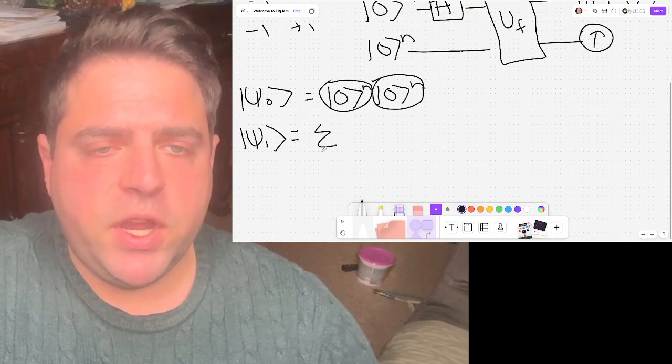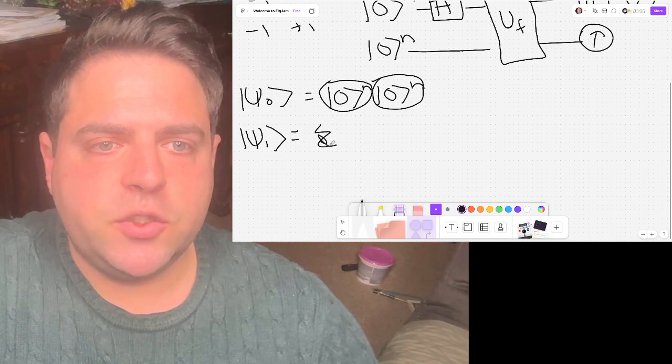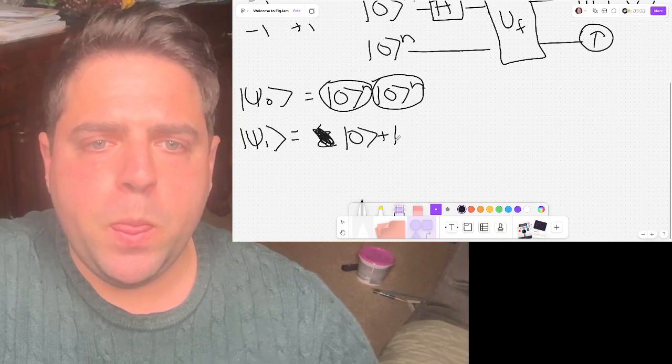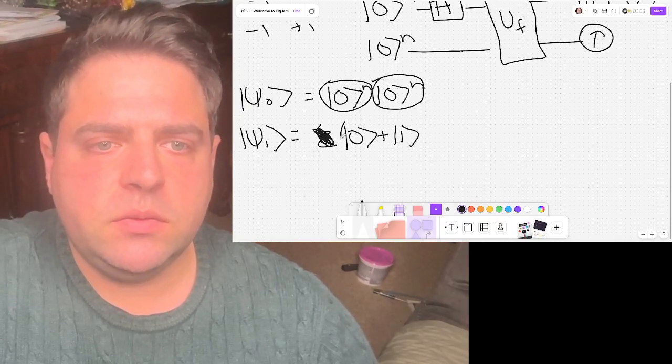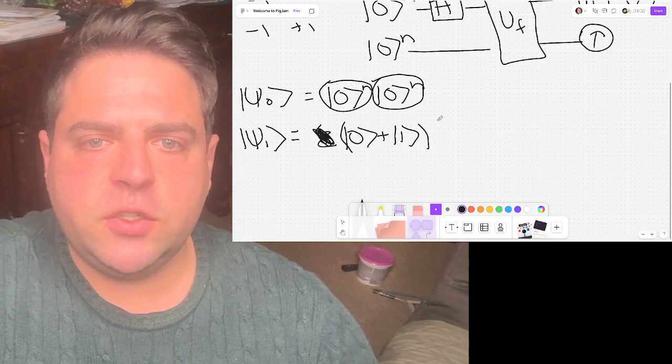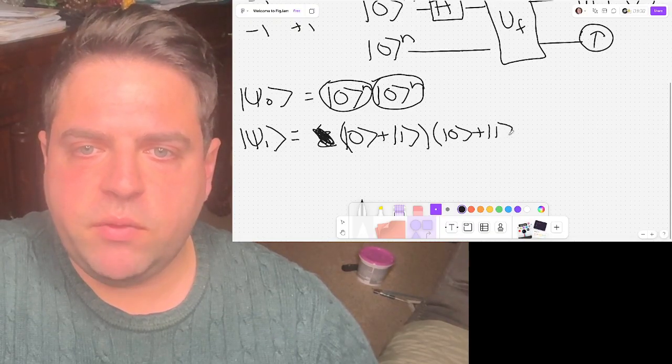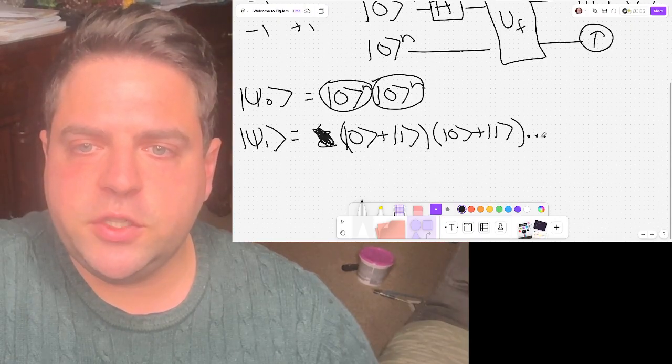So let me just do it out without the fancy mathematical notation, because it kind of obscures what's actually happening here. Remember what the Hadamard gate does. It takes a 0 to this. So we're just going to have n of these. That's all we're going to have, right? That's it. Just n of those.